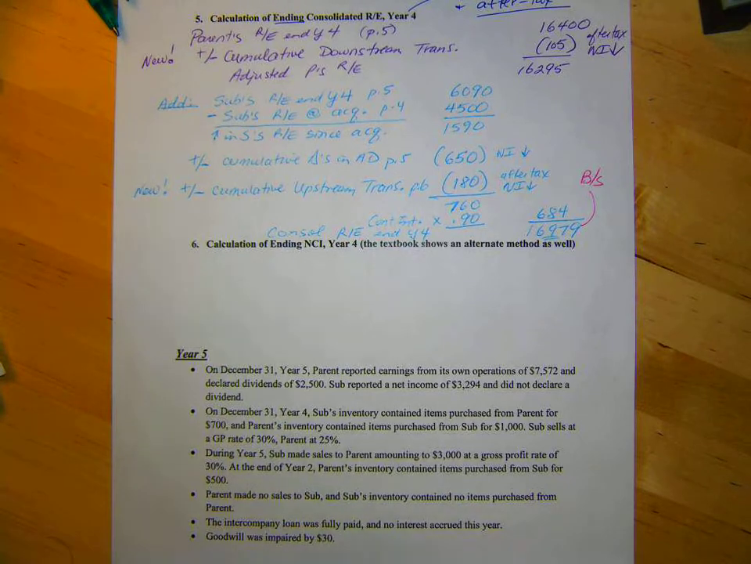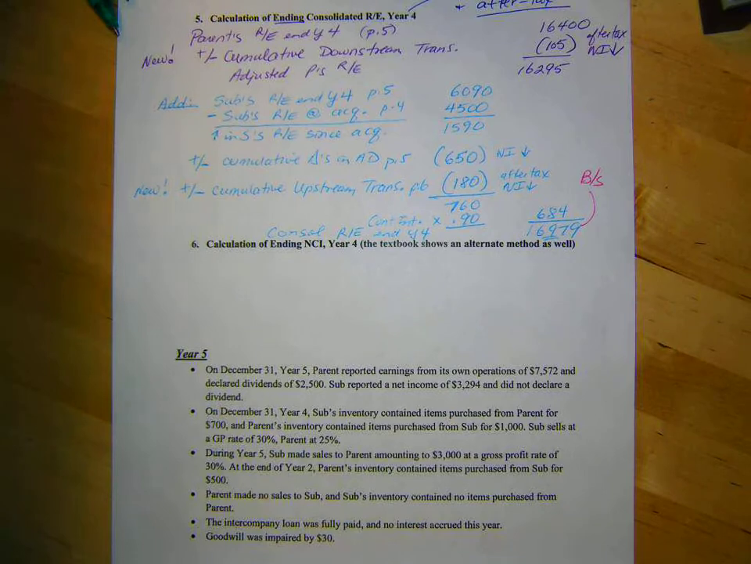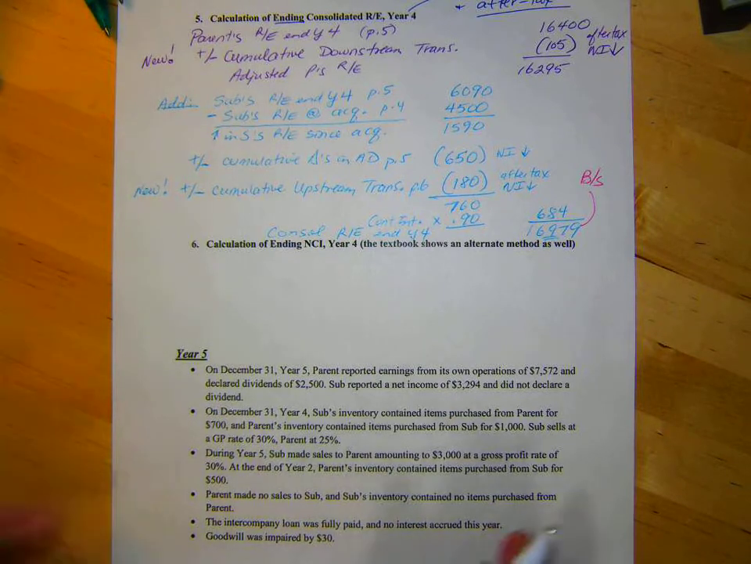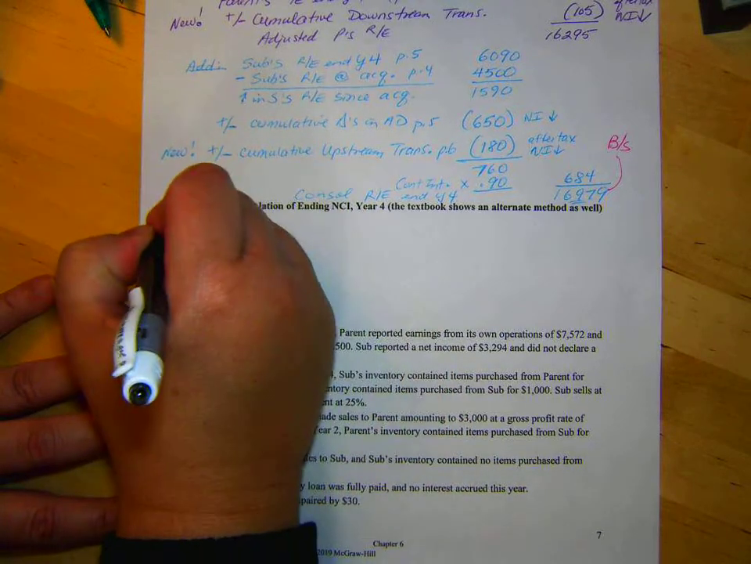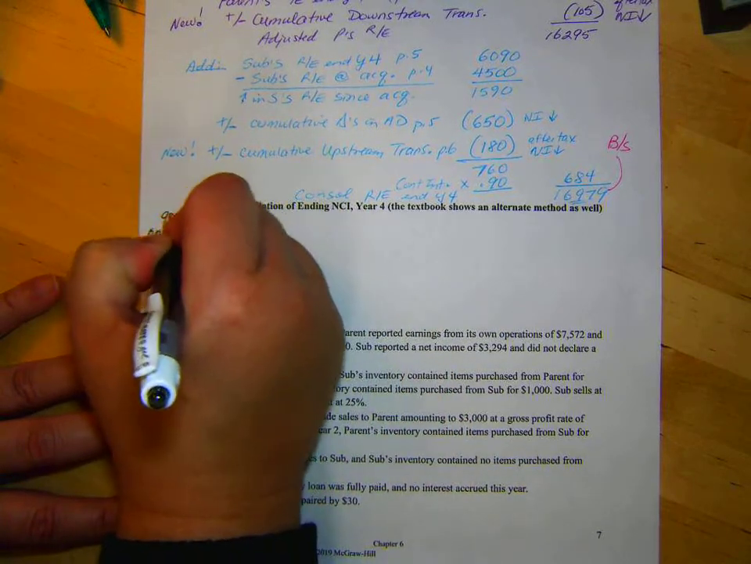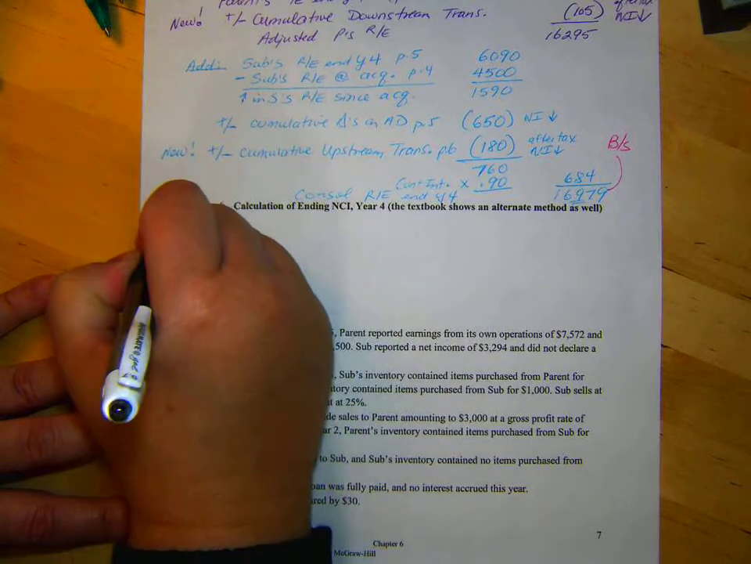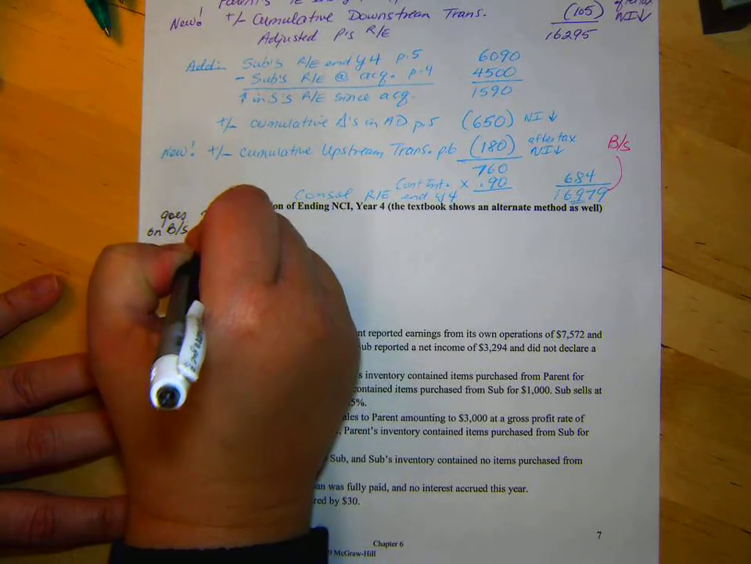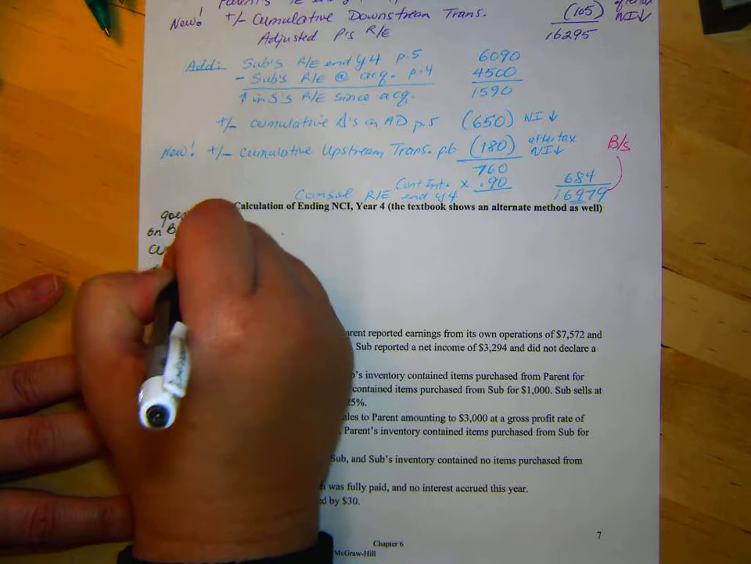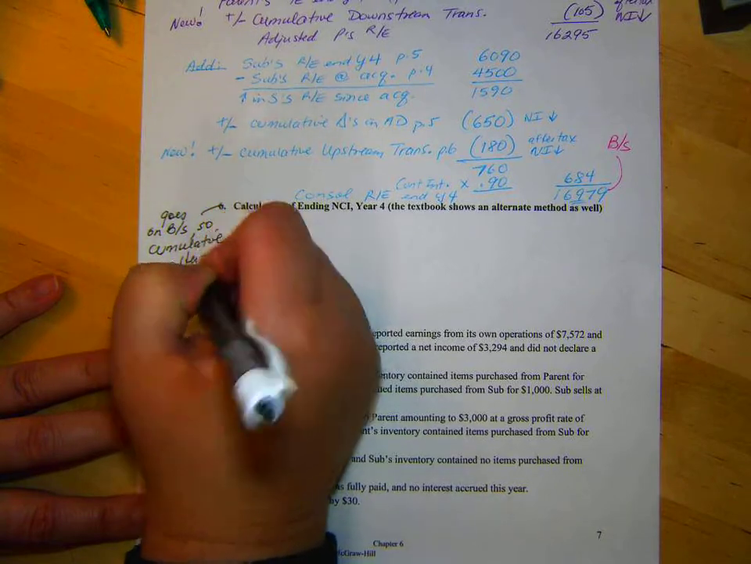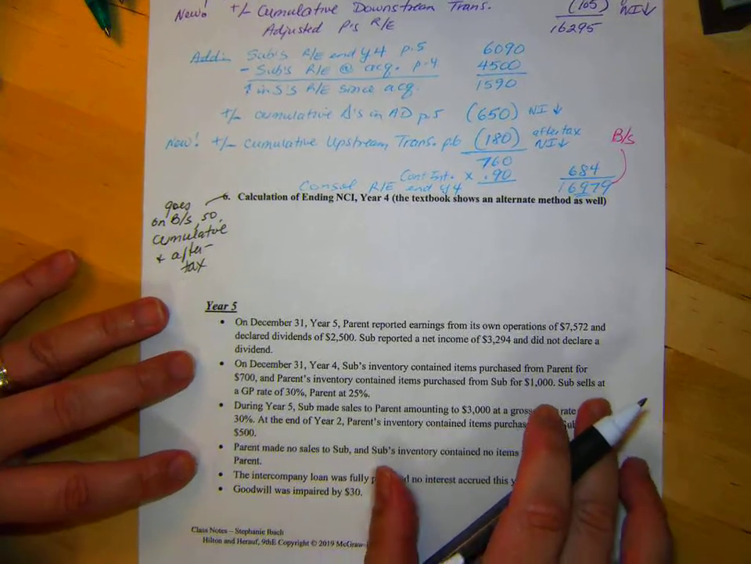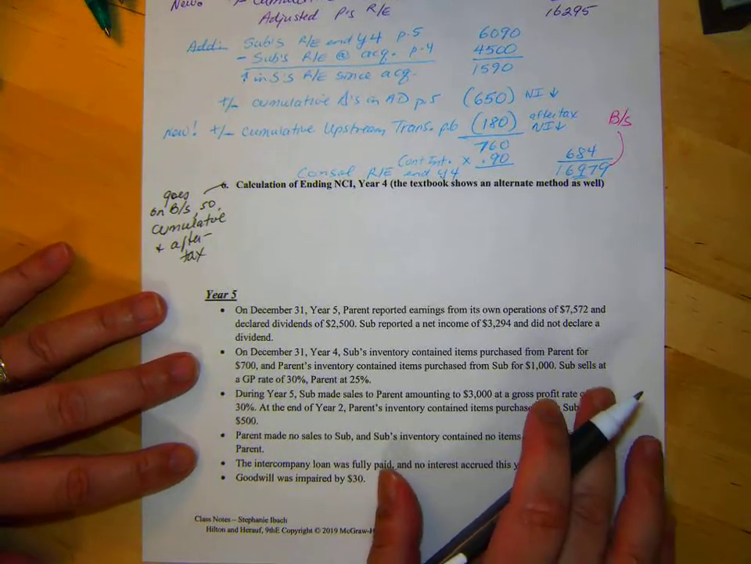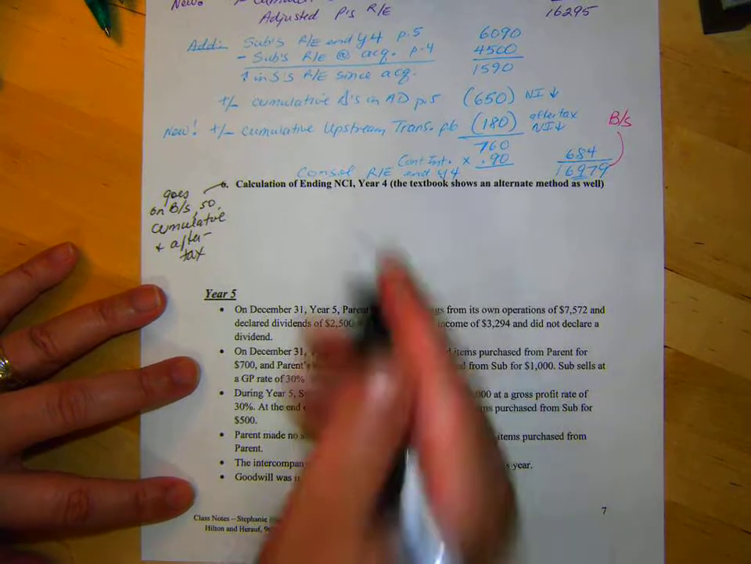Okay, now before the statements, we have to calculate ending NCI on the balance sheet. So this goes on the balance sheet, so cumulative and after tax. So we're going to add to our little formula that we had in chapter 5.